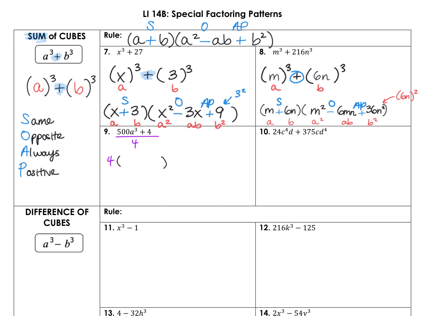So that would be 125, a to the third plus 1. You need to have something in that spot. You are not done. Now you see 500 was not a perfect square, but 125 is. So now you got to figure out a and b. So what to the third plus what to the third.